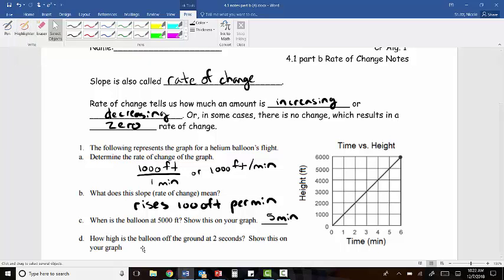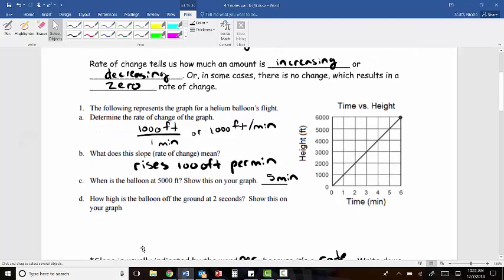Today's lesson is going to talk about rate of change. So the very first thing we want to note is that rate of change is the same thing as slope, only this time it usually has words with it. So it basically tells us how quickly something is increasing or decreasing, or if it's doing neither, we just say it's a zero rate of change.